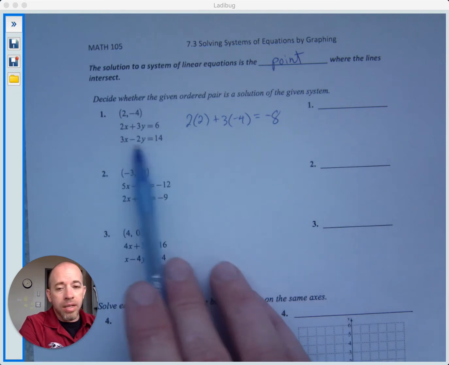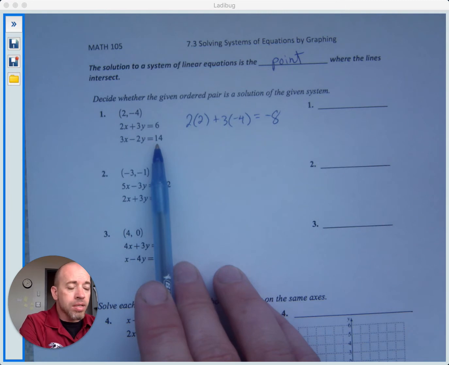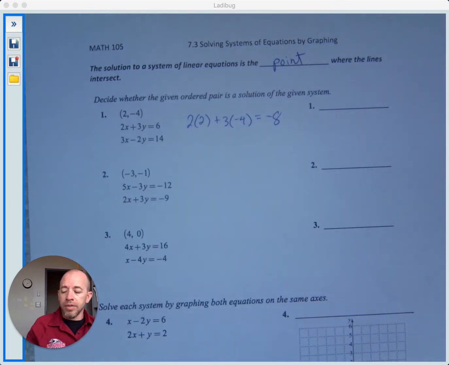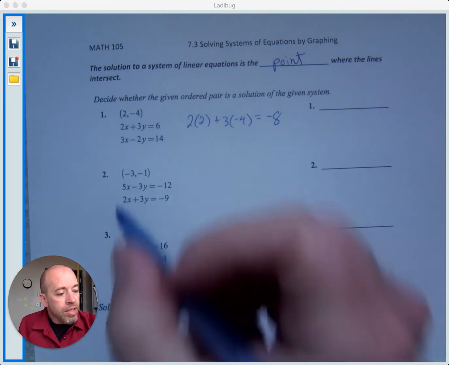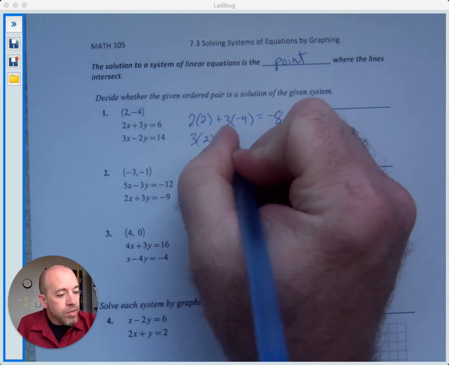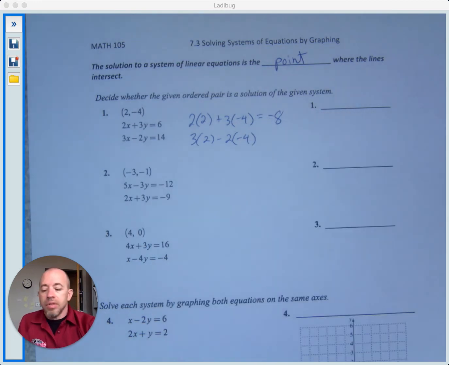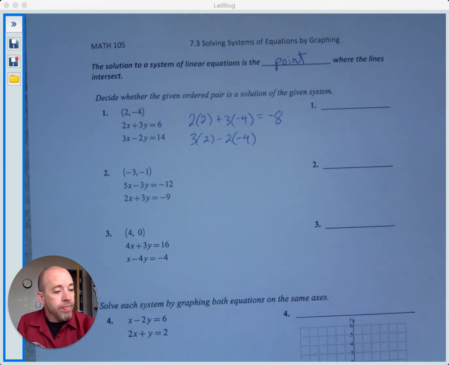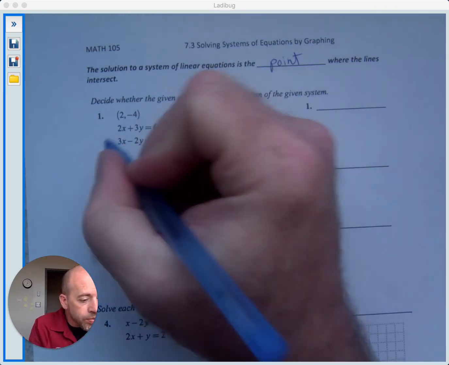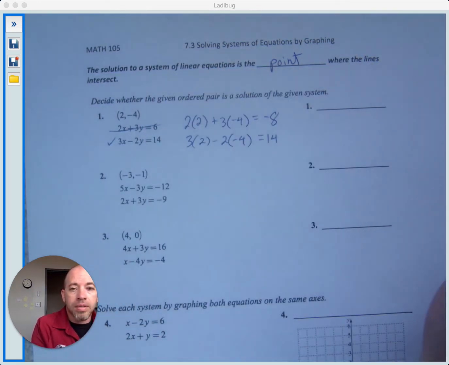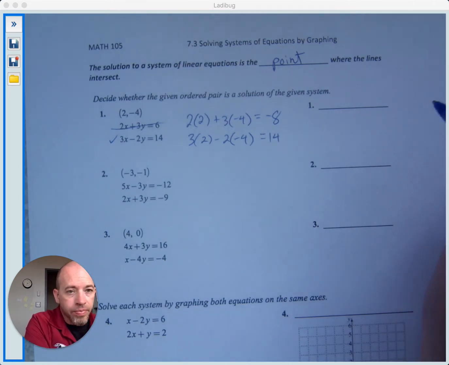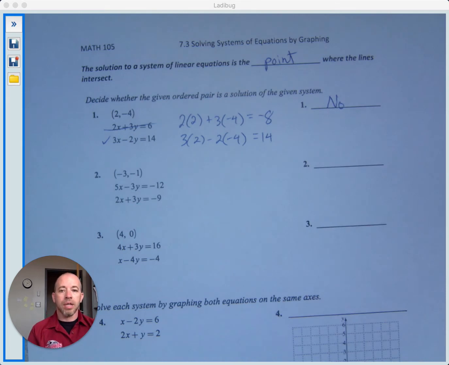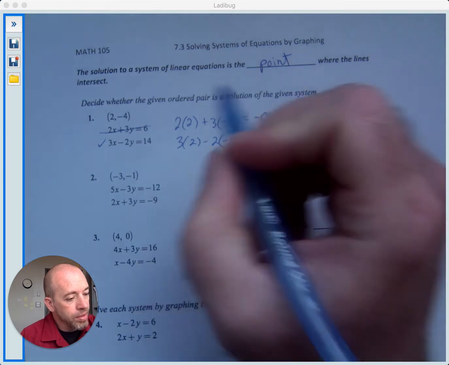Even if it works in the second equation, it's still not a solution to the system if it does not work in the first. Now if you check the second equation, if I do 3 times 2 minus 2 times -4, let's see what that is. So 6 plus 8, yeah. So that does equal 14, right? So it checks with this one, but not with that one. So this is not a solution to the system. The answer would be no. Not a solution, because this -8 is not equal to the 6.